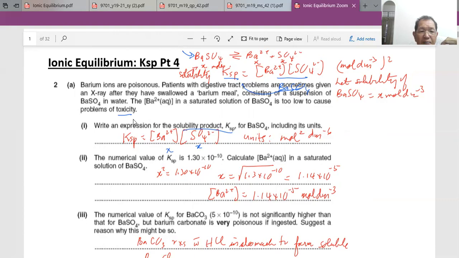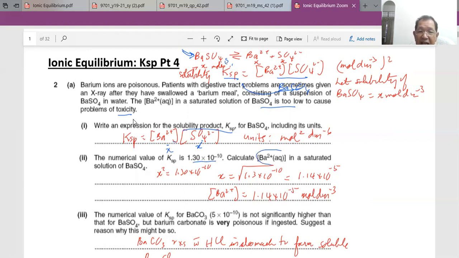So this barium sulfate is insoluble, the barium concentration too low to cause any problems. It's wrong, and now they say it does cause problems. Write an expression for the solubility product of barium sulfate. Okay, so that's what you do. Remember, it doesn't matter, it's just concentration in moles per dm cubed. Very simple, 1 to 1. Then they say the numerical value of Ksp is this. Calculate the Ba2+ in the solution.